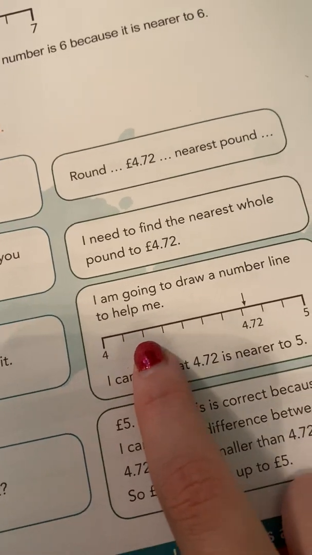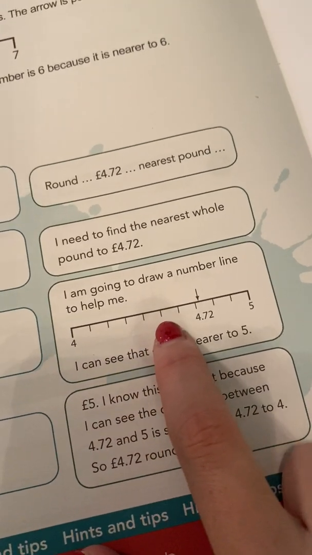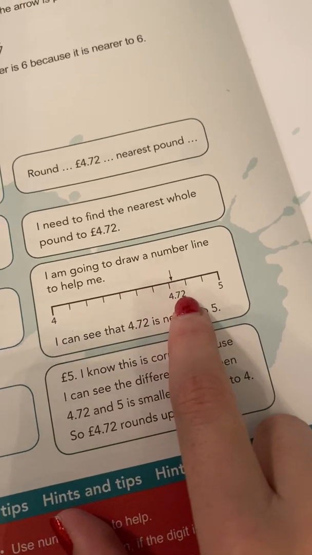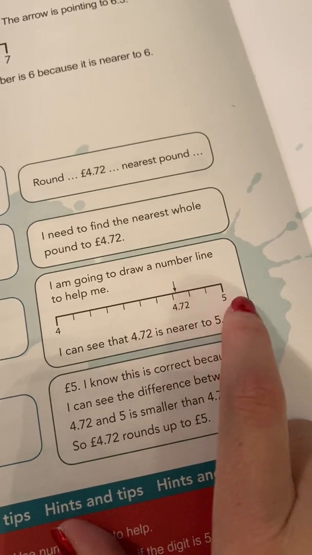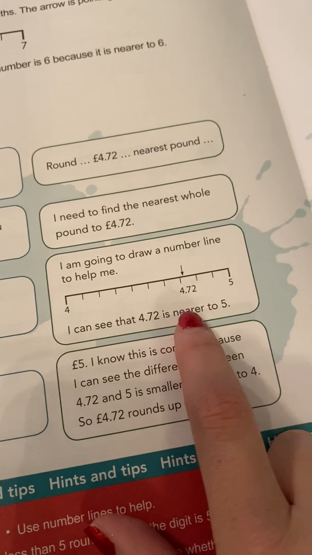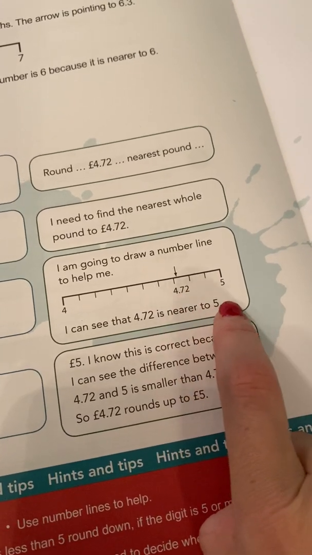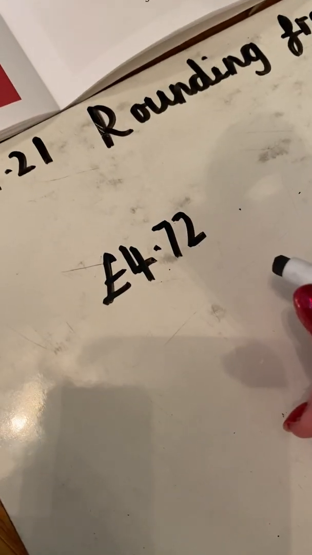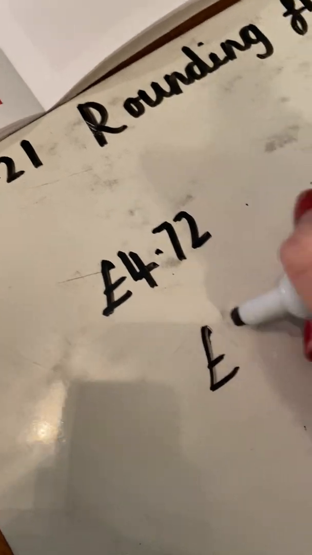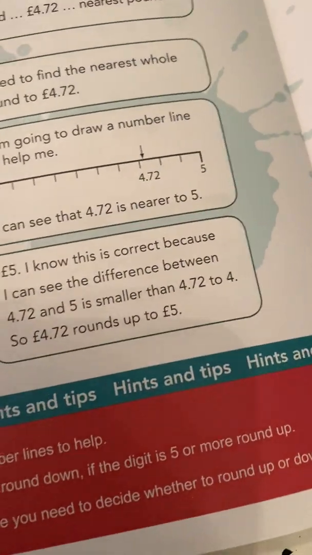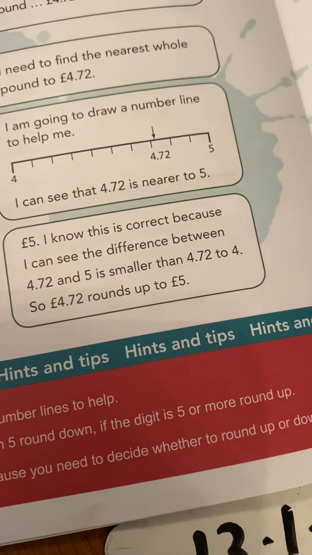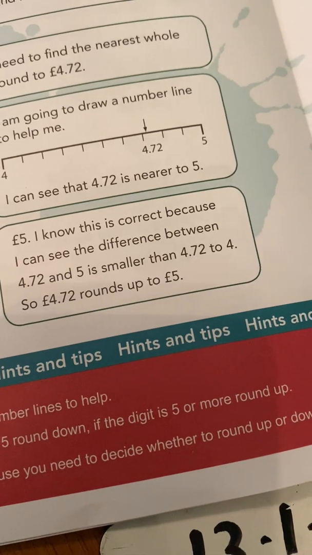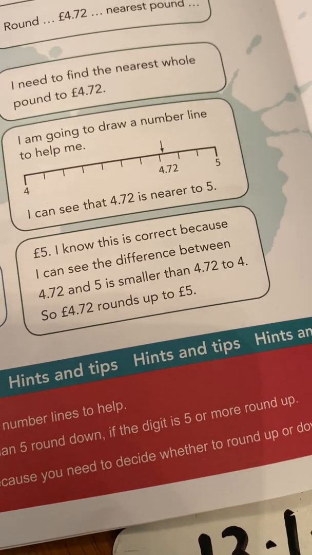And that will be 4.1, 4.2, 4.3, 4.4, 4.5, 4.6. That line there will be 4.7. You can see they've gone just after because it's 4.72. 4.8, 4.9, 5. And when we have that number line, it's really clear to see that 4.72 is closer to 5 than it is to 4. So our answer to round £4.72 to the nearest pound would be £5. And it says here, £5. I know this is correct because I can see the difference between 4.72 and 5 is smaller than 4.72 to 4. So 4.72 rounds up to 5.